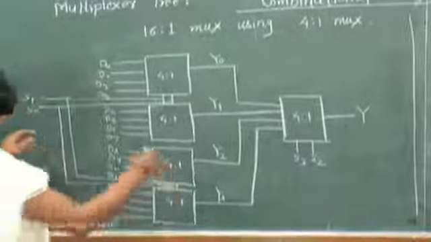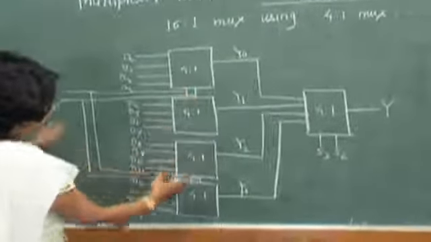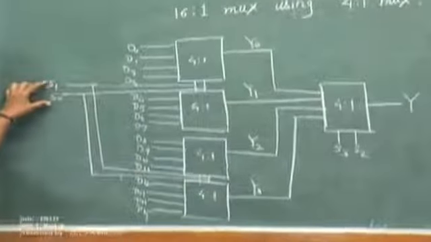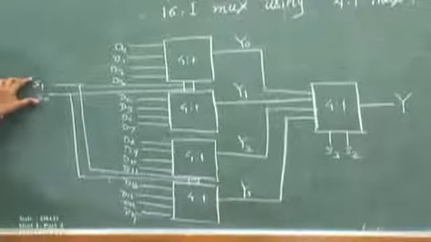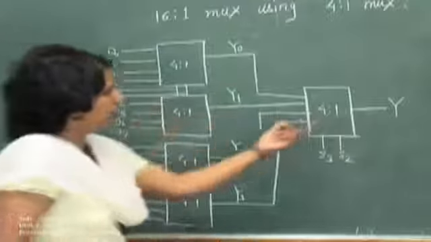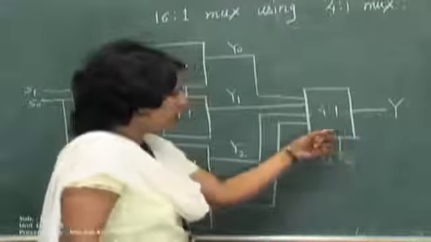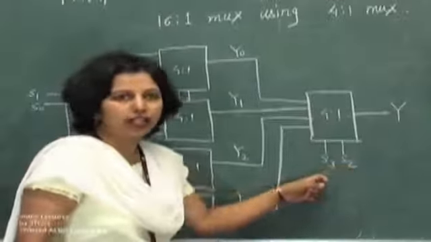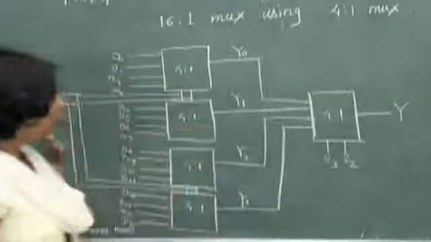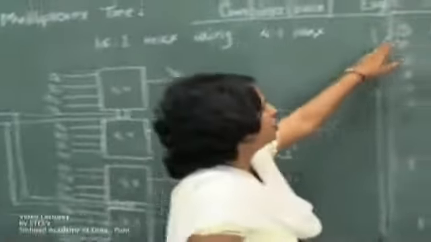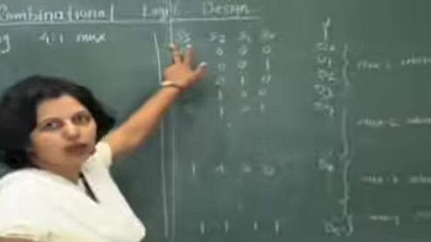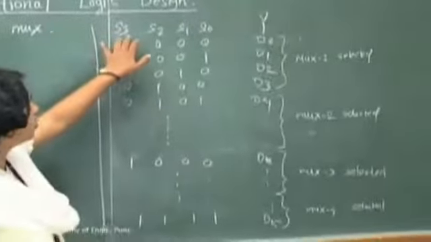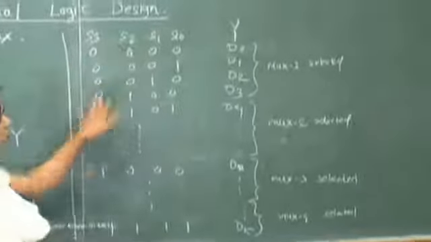If we see here, the select lines of all 4 input multiplexers are shorted together, which are 2 select lines, and the fifth multiplexer's select lines, that is S0 S1 of this multiplexer, are acting as S2 and S3. So this is how we are getting the 4 select lines which are expected for the 16:1 multiplexer. As we know, for the 16:1 multiplexer, this is the truth table.